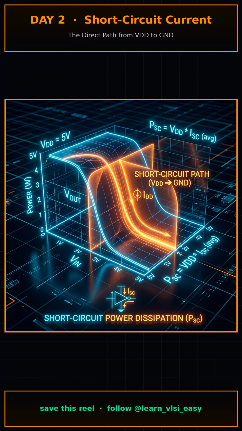If your input signal has a very slow slew rate, meaning it takes a long time to rise or fall, this short-circuit window stays open longer, burning massive amounts of power. This is exactly why VLSI engineers impose strict rules on maximum transition times, inserting repeater buffers on long wires to keep the signal edges sharp and crisp.